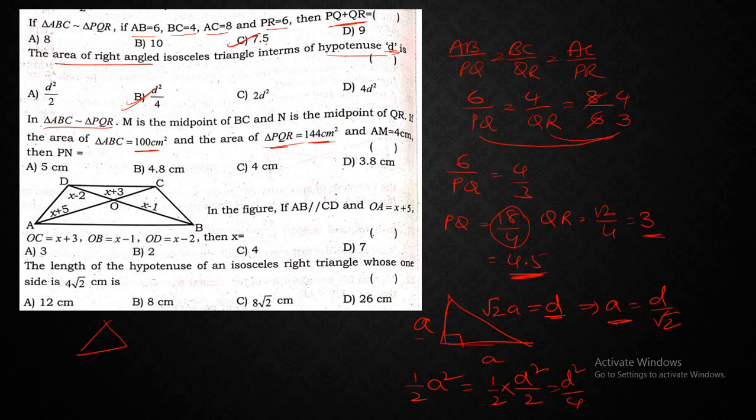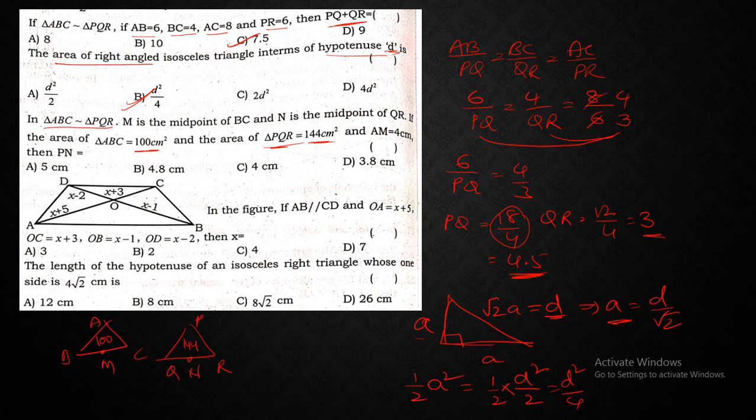Triangle ABC is similar to triangle PQR. N is the midpoint of QR. M is the midpoint of BC. The area of triangle ABC is 100 and the area of triangle PQR is 144. Now AM is nothing but a median, and PN is another median, right?